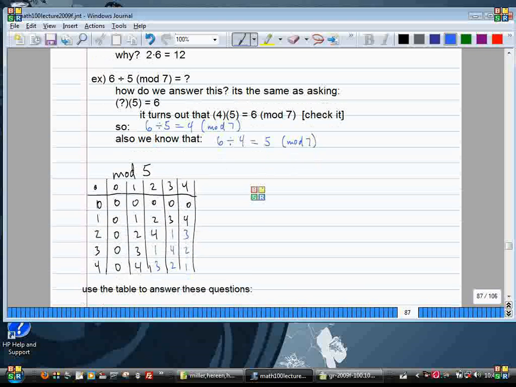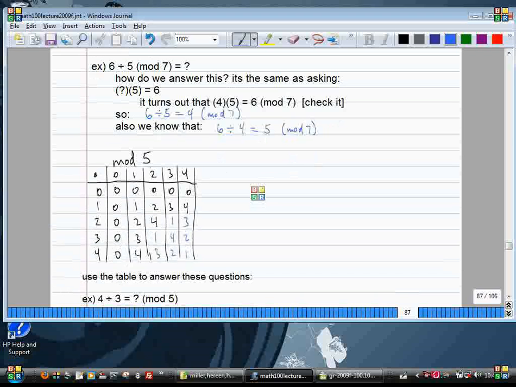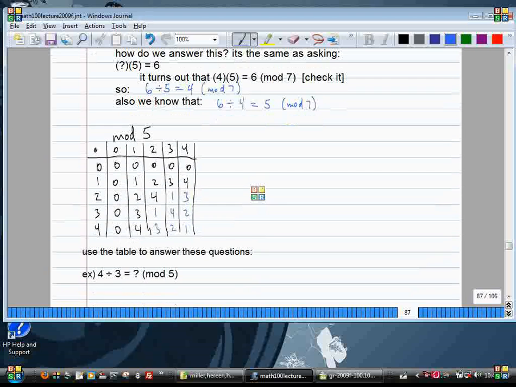Okay. So now use the table to answer these questions. Mod 5, 4 divided by 3 equals what? Mod 5. So how do we answer this question? This is the same as asking, what times 3 equals 4? Exactly, mod 5. So 3 times what equals 4? 3 times 3. So the answer is 3.